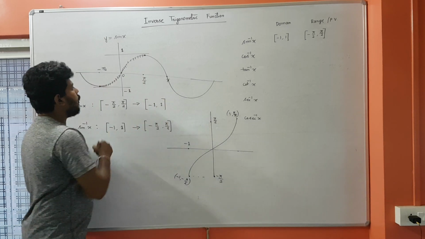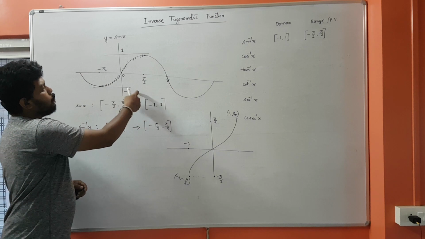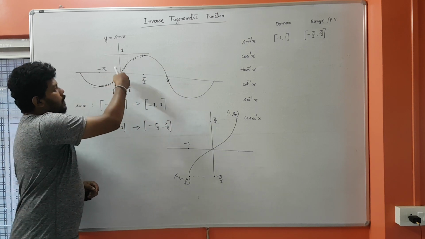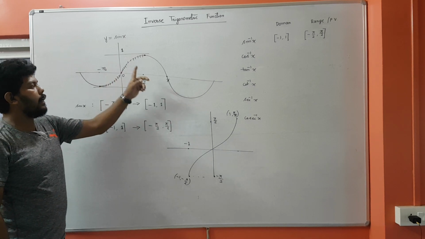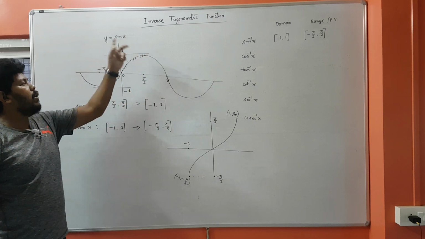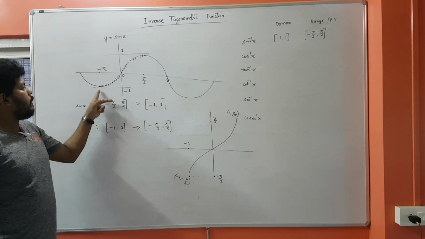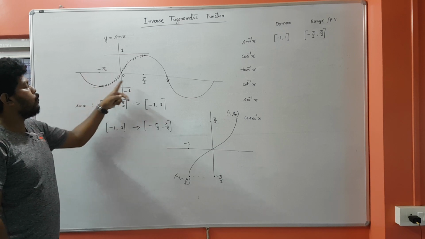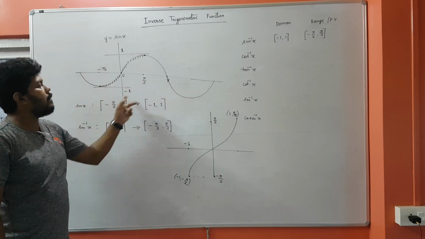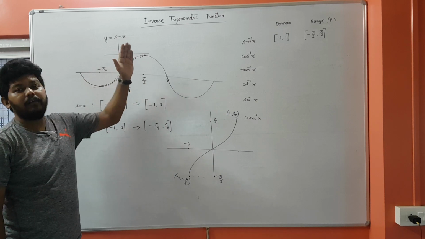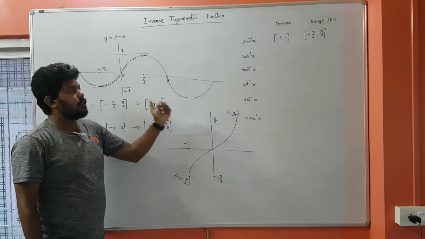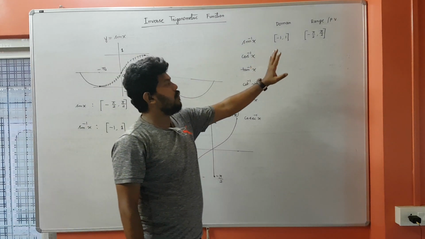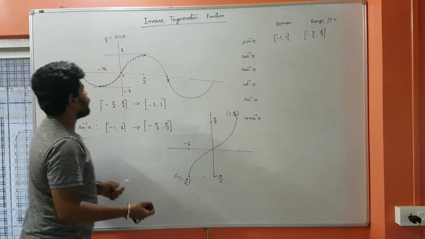Now, in the interval -π/2 to +π/2, sin theta attains all the possible values. The maximum value of sin x is 1 and the minimum value is -1. In the interval -π/2 to +π/2, sin theta attains all its possible values, minimum to maximum, its range. Hence, it is the principal value of sin inverse of x.